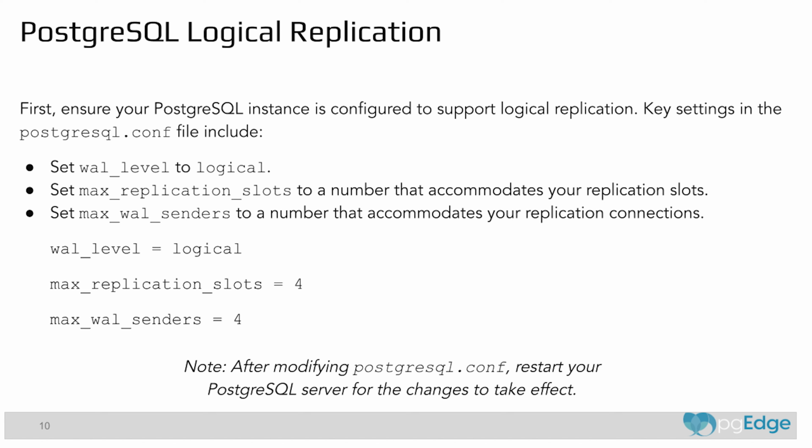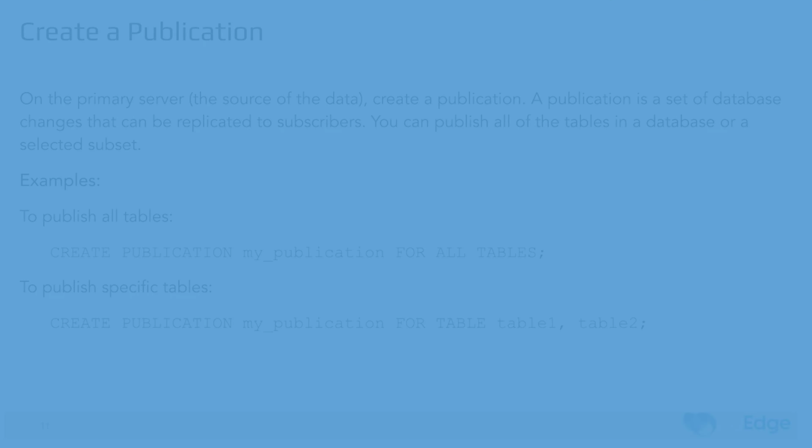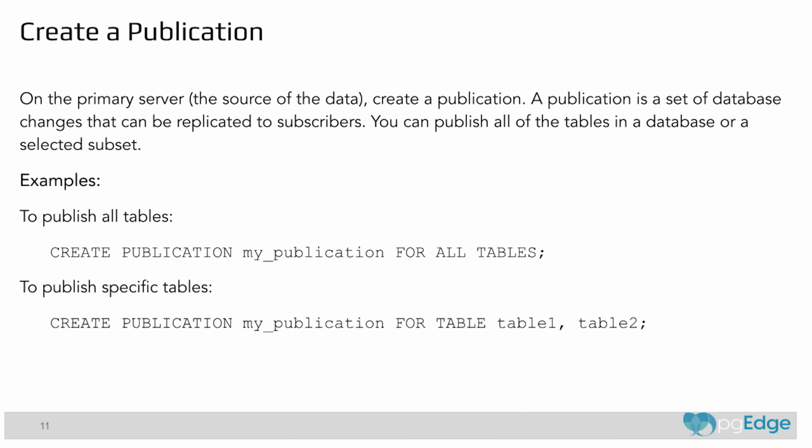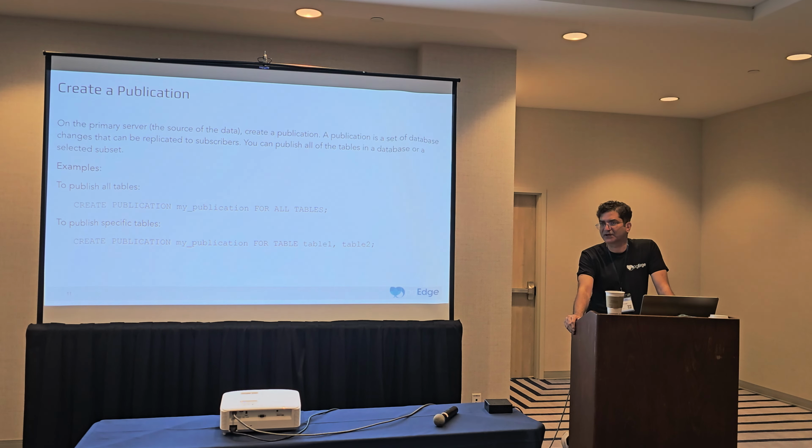So how will we create a publication? Just create publication my_publication for all tables, just for example. Or create publication for table 1, table 2, table 3, table 4, if I want to create a publication for these tables. So I just create the publication, and it will be created underneath in the system context.